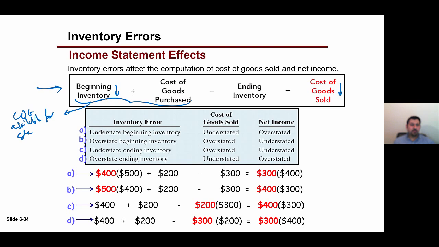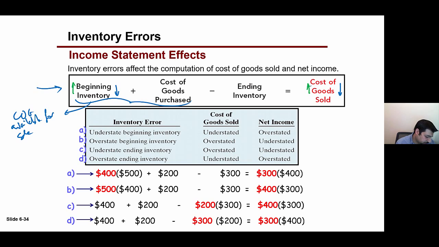So if beginning inventory is understated, the cost of goods sold will also be understated. When the cost of goods sold is understated, that means we are understating our expenses. At this point, we will be overstating net income. On the other hand, if we overstate beginning inventory, we will be overstating the cost of goods sold, and at this point we are overstating our expenses, so our net income will be understated.